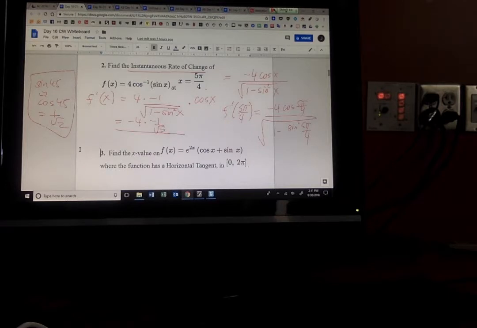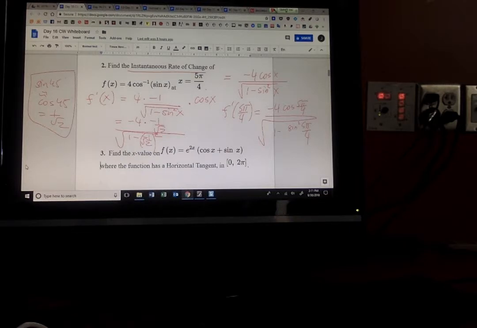Over the square root of 1 minus negative 1 over radical 2, squared. Okay, now let's do a bit of mental math. What's 1 over radical 2 squared? What is 1 minus 1 over 2? 1 over 2? What's the square root of 1 over 2?